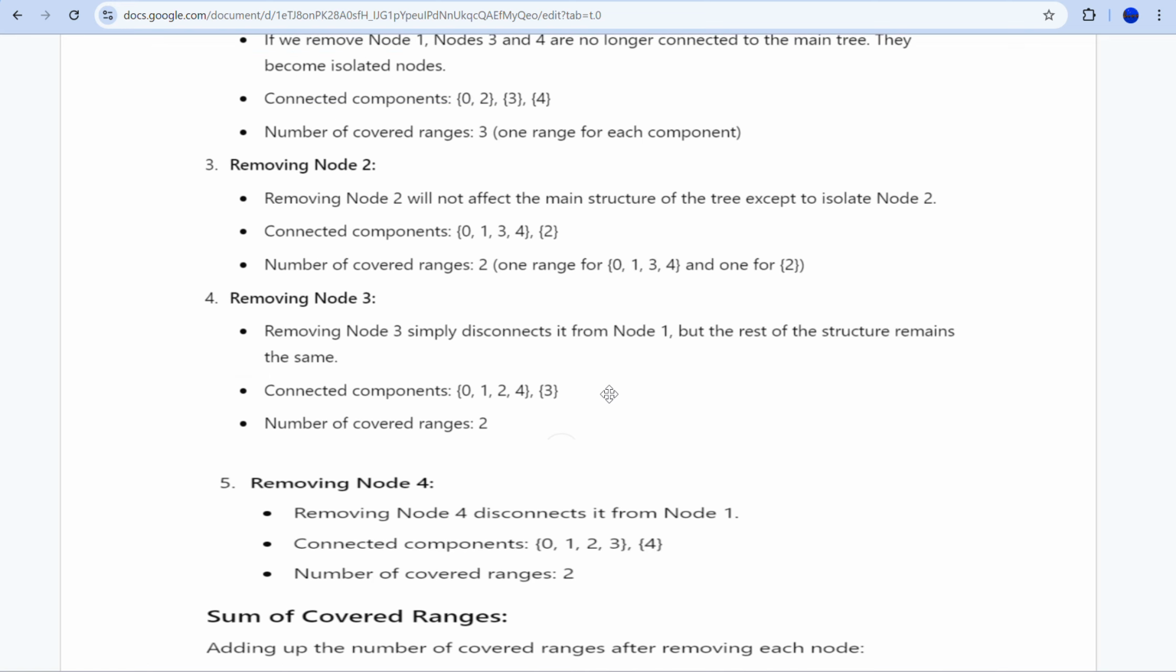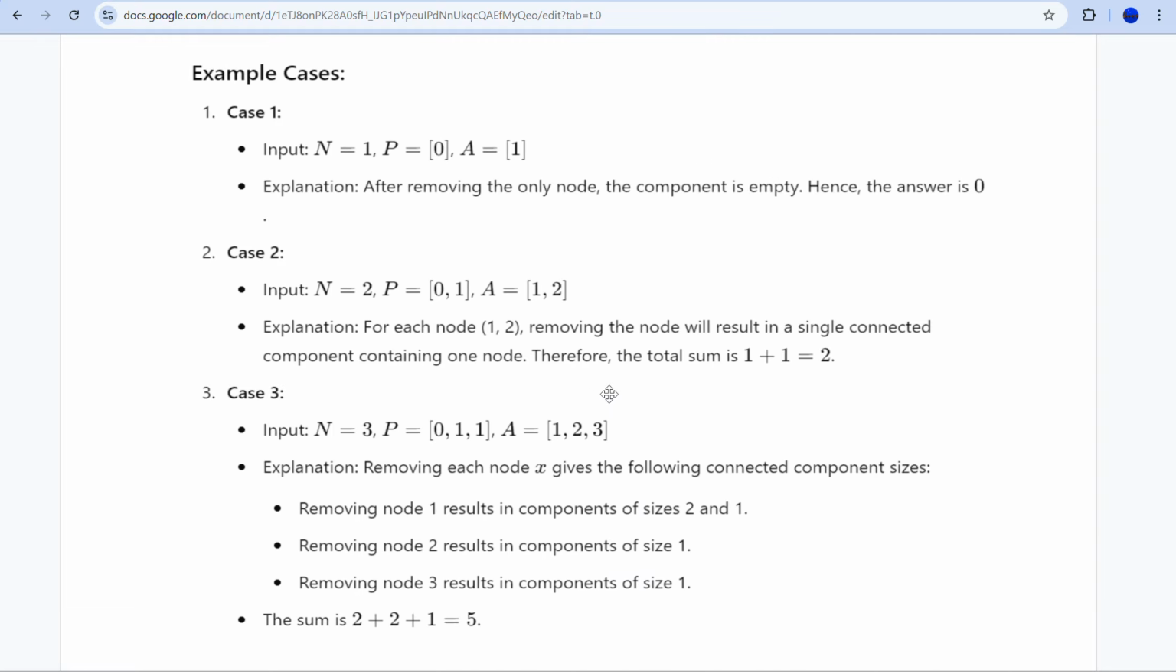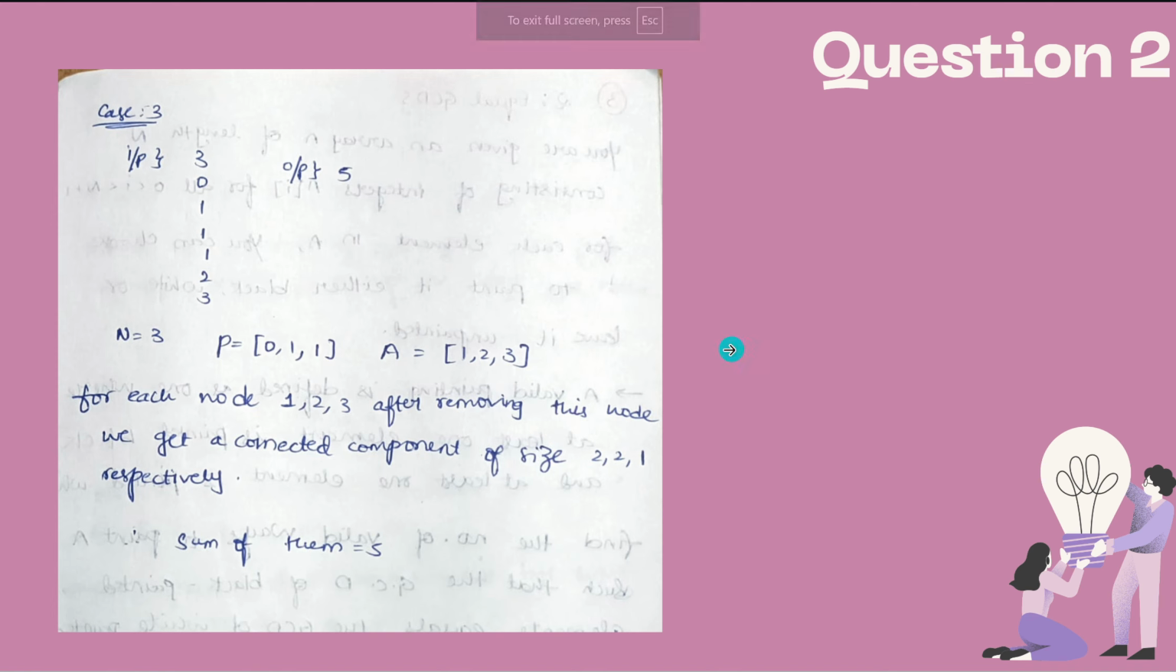If anyone finds the solution to this question, please put it in the comment section. In the Infosys exam, there is a mandatory question on graphs, so have a clear idea of graphs. Okay, let us see the third question right now. I hope you understand question number 2 and its approach.